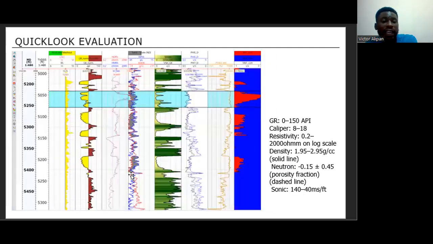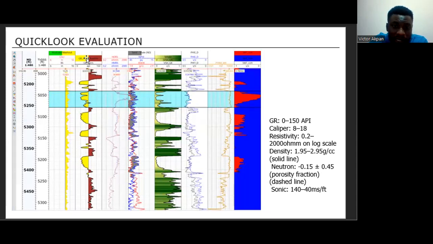I put here a quick-look evaluation. This is real-time data using TechLog, of course, of the same field onshore Niger Delta in Nigeria. Unfortunately, I can't display that on the software because of the confidentiality rights of the company that supplied the data, but I can share this picture. The part I highlighted here is what I call the zone of interest.